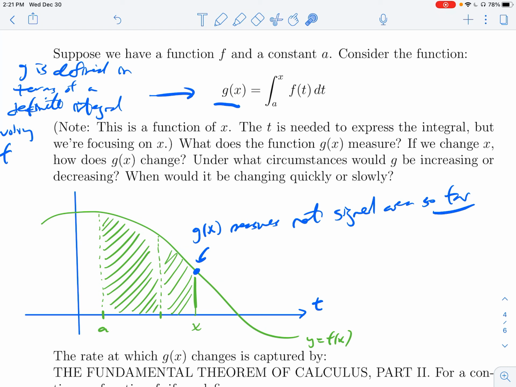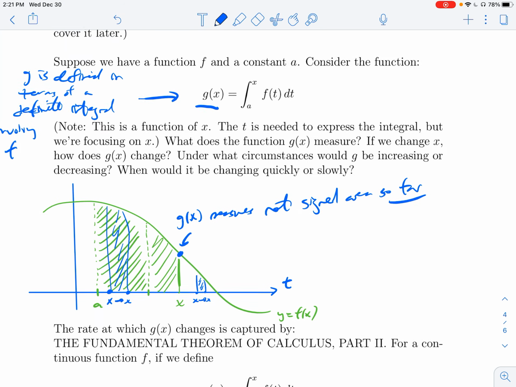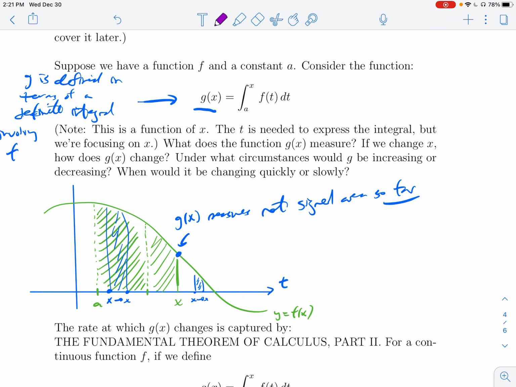When would G be increasing quickly? You'll notice if X goes from, say, here to here, then in just a little bit of time, I've accumulated a lot of extra area. But if X goes from, say, here to here, then I've accumulated less area. So what we're noticing here is when F is positive, G increases. When F is big, G increases quickly.